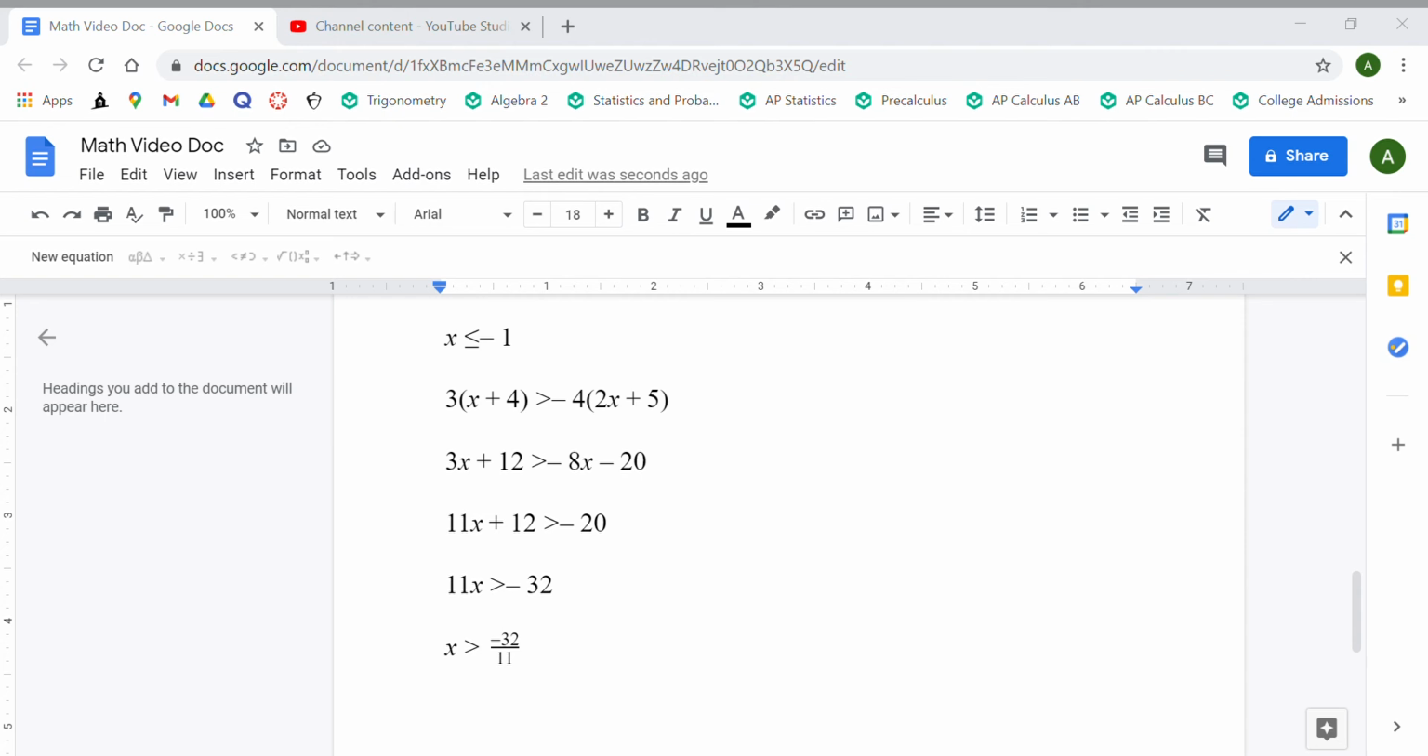We have negative 33 over 11. I'm just going to mark that as negative 3. Then we got negative 30. That is a beautiful 3. And then negative 32 over 11 is a greater than sign, so we need an open circle and shade to the right. Alright.